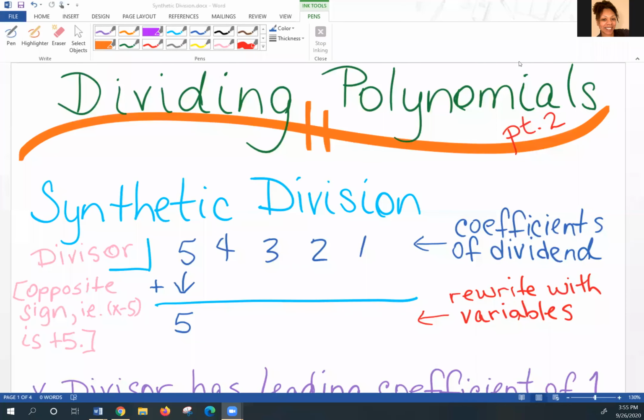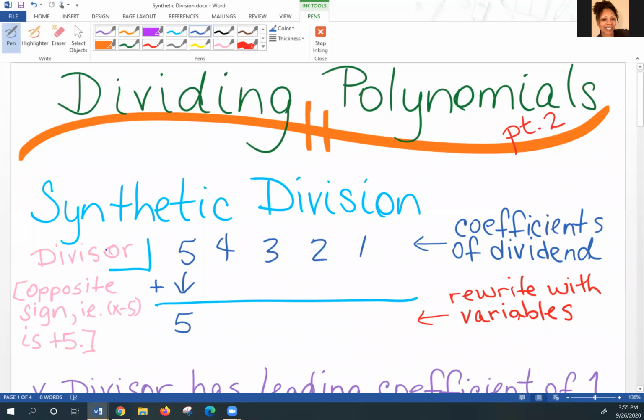Okay, this time we're going to talk about synthetic division. So this is part 2 of dividing polynomials. When you have synthetic divisions, that first row that is shown in blue here is the coefficients of your dividend. So you'll see a polynomial that has a bunch of terms in it for the most part. You only want the coefficients, no variables. What goes next to it and this backwards L shape is going to be your divisor.